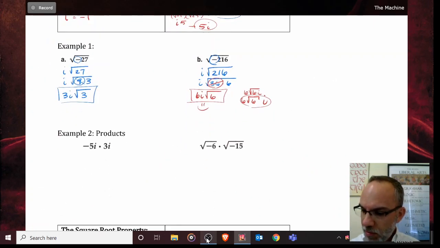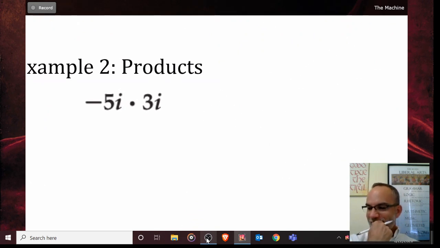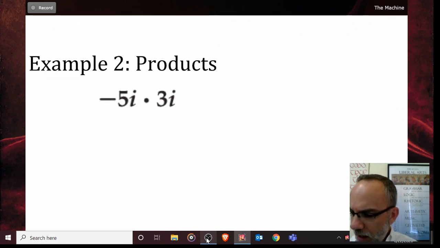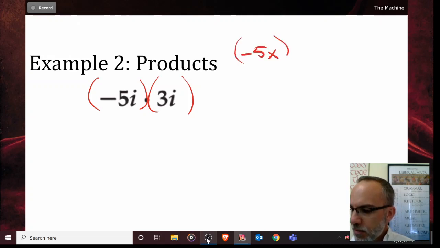Okay? All right, so now, products. What is -5i times 3i? It's not a decimal point, but even then, maybe parentheses would help us see it a little bit better. How would you do -5x times 3x? Because it's the same idea. Okay, I would do the coefficients first. -5 times 3 would be -15, and then x times x would be x squared.